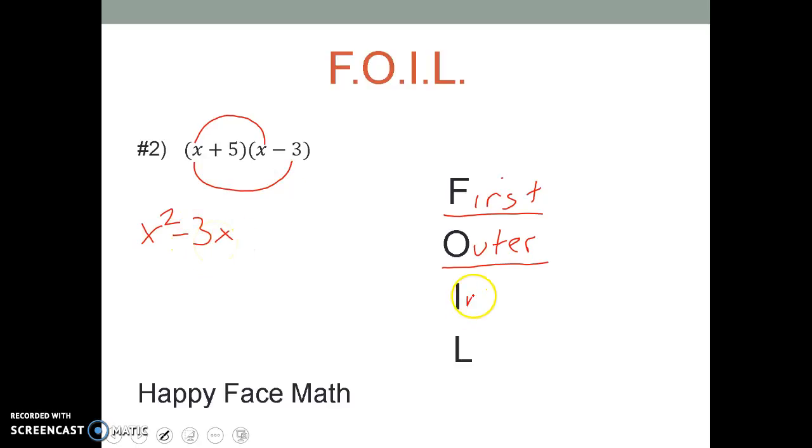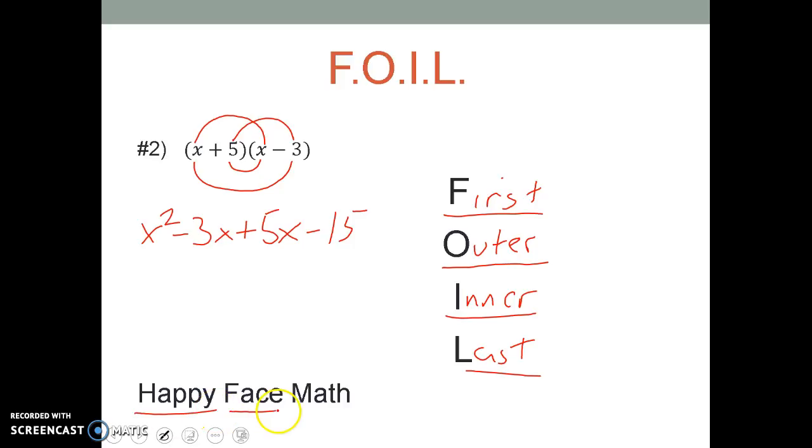The I stands for inner. And so once I multiply my outer terms together, I'm going to multiply inner terms together. Well, that's 5 times x, which is 5x. And the L stands for last. And so my last terms, that's 5 times negative 3, which is negative 15. And so some people, I had a math teacher that I taught with a while ago that called it happy face math, because you can see a happy face there.